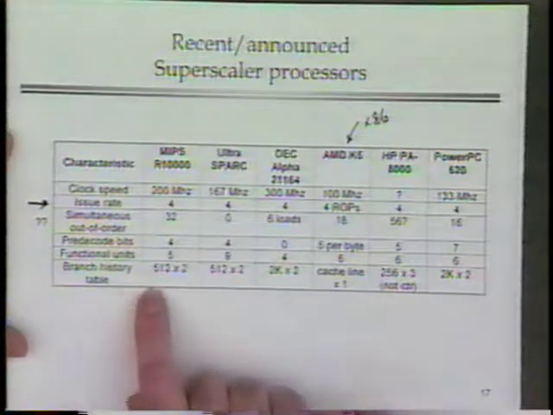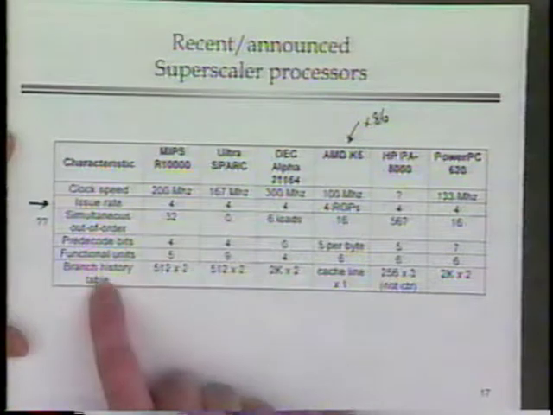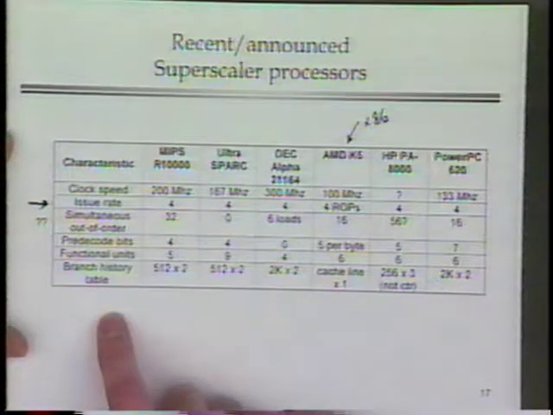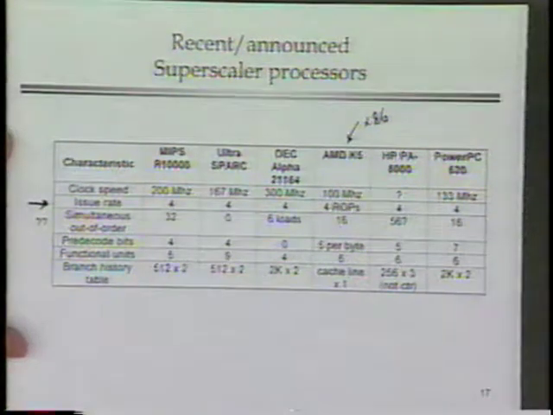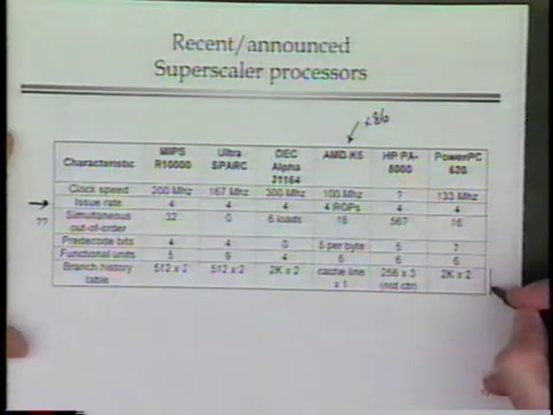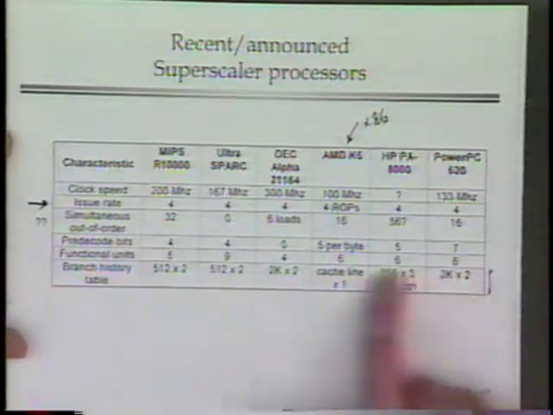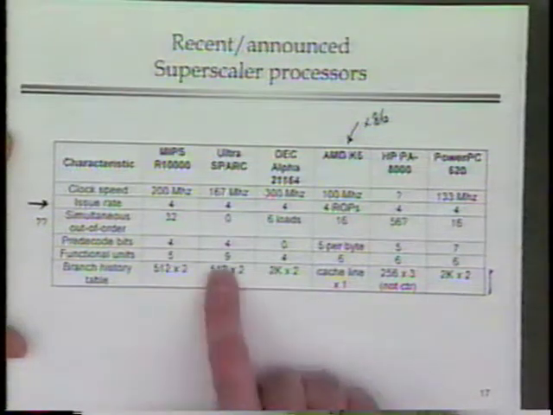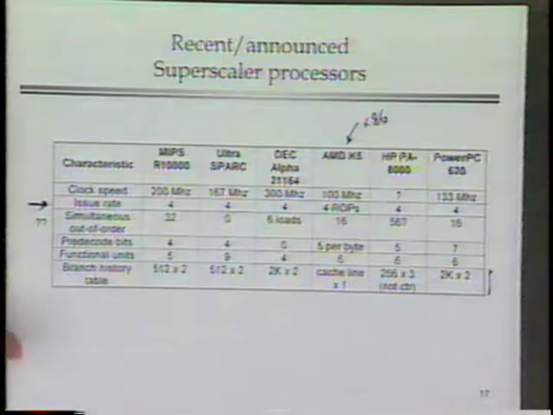Notice that all of the machines do aggressive branch prediction. They all have some kind of branch history table or branch target address counter of anywhere from 256 to 2K entries in order to mitigate the effect of branches, which otherwise would kill the performance on a superscalar machine. They all have multiple functional units, 4 to 10 typically. We'll talk about pre-decode bits a little bit later.